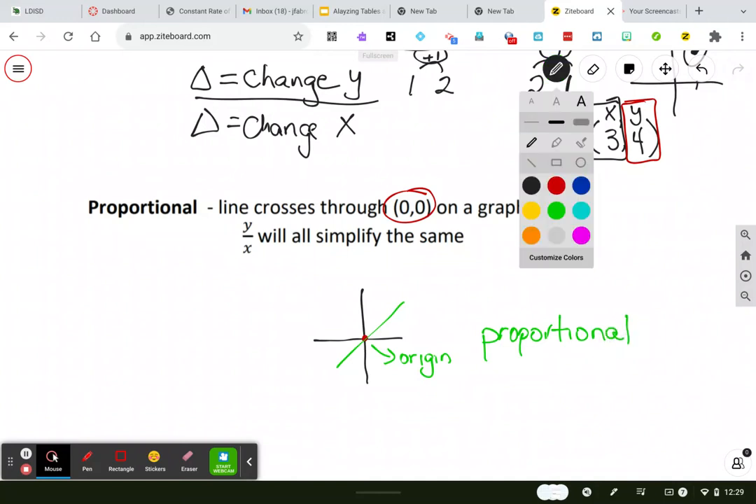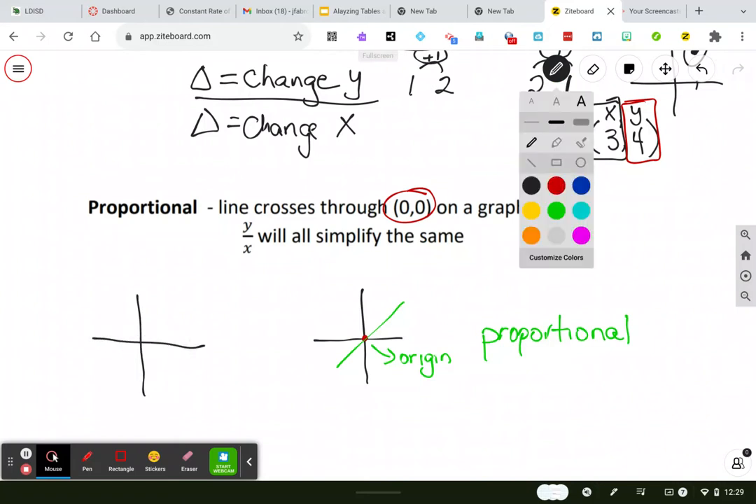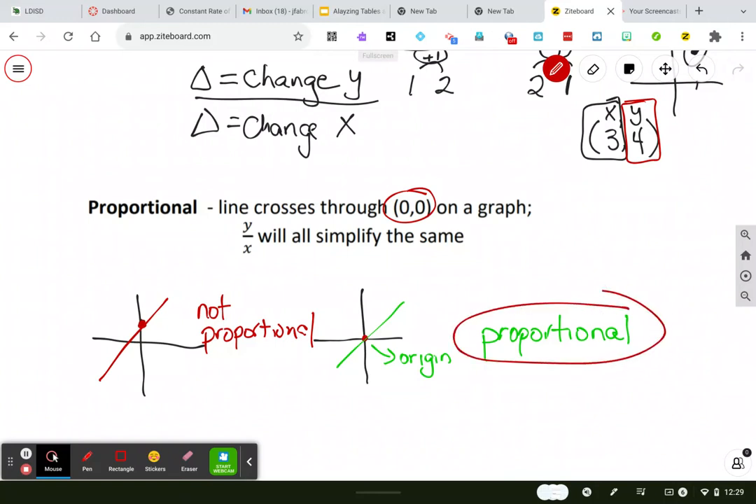If that line, let's say that line crosses right here, that is not proportional. So kind of like exactly what I told you a minute ago, it's all about reading the graph and understanding what it means. There's not a ton of math involved. If you look at this graph and it goes right through the middle, then it's proportional. If you look at the graph and it doesn't go through the middle, it's not proportional.